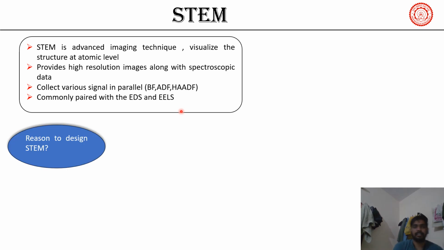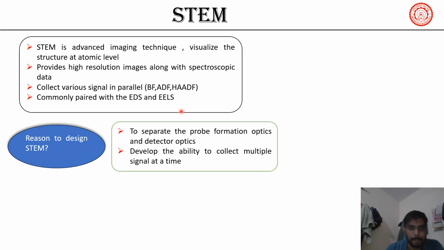So the question is, if we have a TEM with a good resolution, then why do we need a STEM? We design the STEM to separate the probe formation optics from the detector optics. Second, it develops the ability to collect multiple signals at a time. In further sections we will discuss that in STEM we have many types of detectors: bright field detectors, ADF detectors, and HAADF detectors. We will discuss this later in the session.